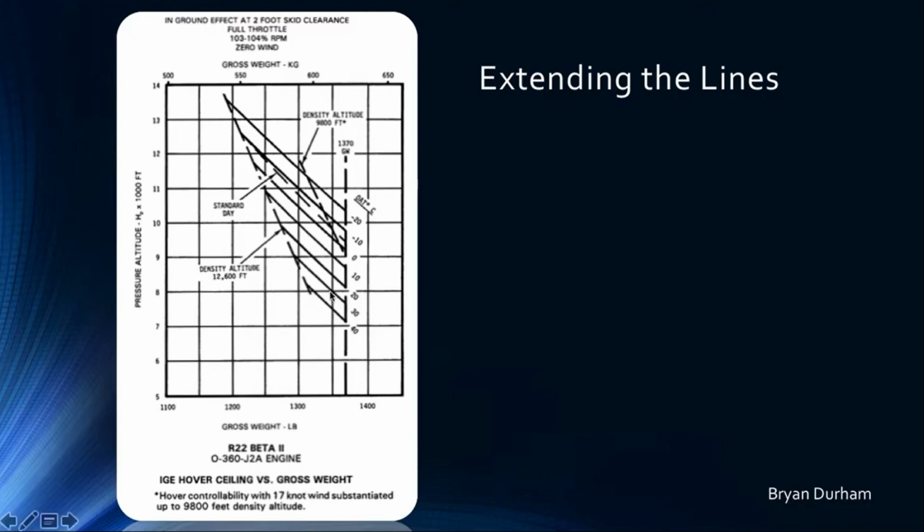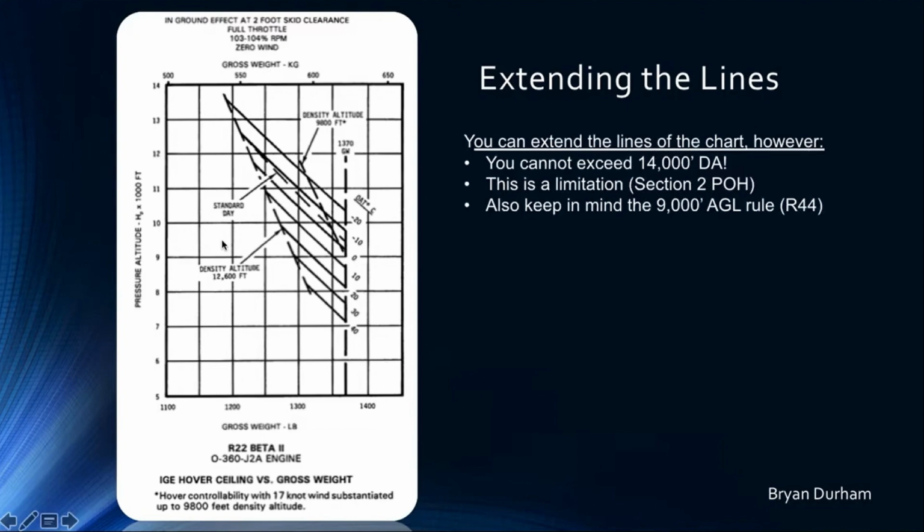So you'll notice that these lines stop again at 12,600 feet. Now that begs the question, okay, what if I have a condition where I'm at 1250 pounds and it's about 40 degrees? I go up and there's no temperature line there. So what do I do? Well, you can extend the lines, and that's what it would look like here.